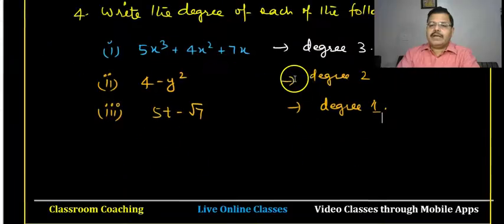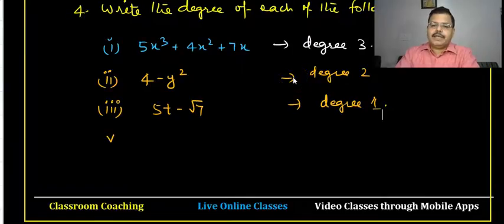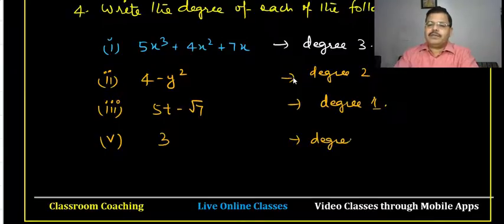And the fourth question that is given here is 3. 3 is given, and there is no variable. So what is the degree? That is considered to be 0. So degree is 0. I hope you got it.